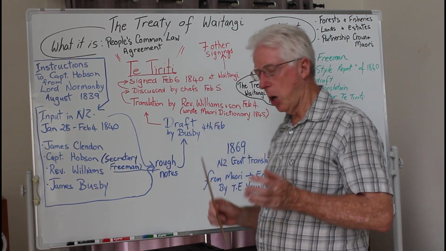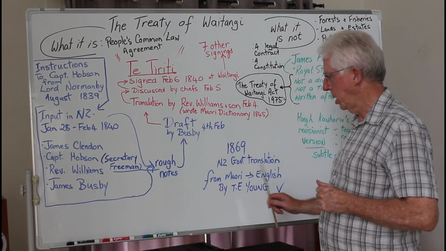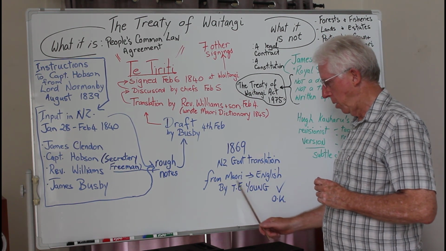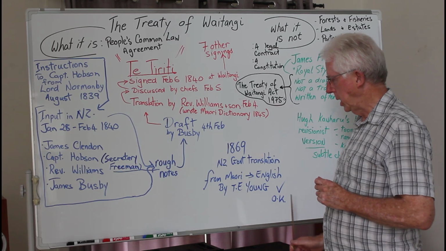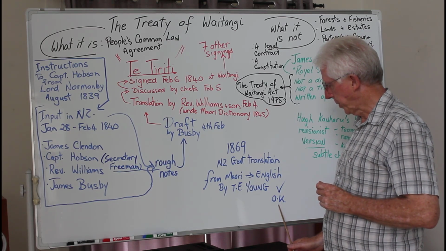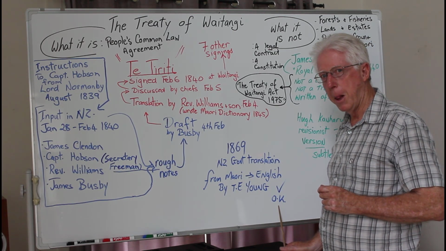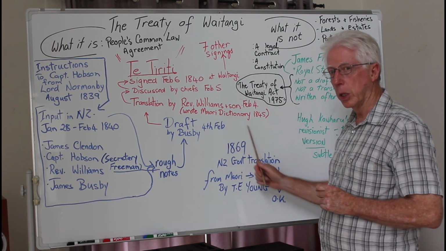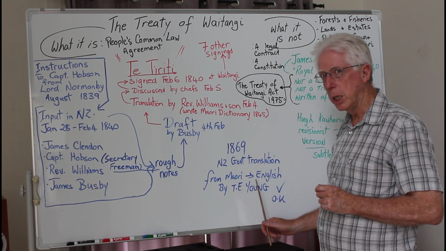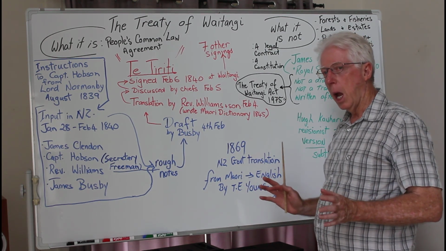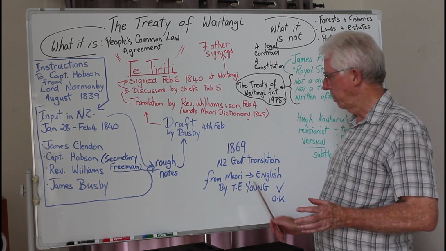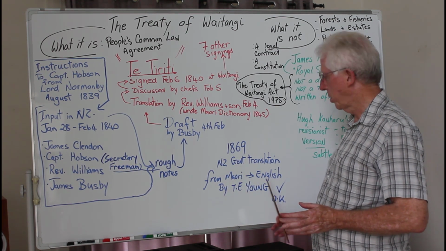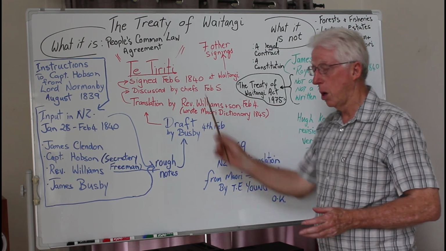Now let's go on in time. In 1869, there was an official New Zealand government translation from the Maori into English by T.E. Young, and this is an okay version as well, because T.E. Young was drawing on, I'm assuming, the dictionary and good information he had at the time. And this accuracy between these three documents, Busby's draft, the T.E. Young translation and Te Tiriti, they line up very nicely.